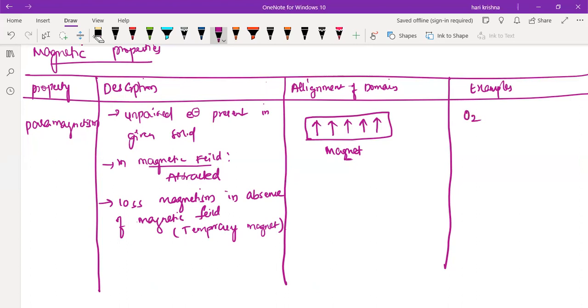Example is O2, oxygen. Oxygen will show paramagnetic behavior, which is explained based upon the molecular orbital theory, which you'll study in chemical bonding in class 11th. Even though it has an even number of electrons, oxygen will act as paramagnetic. That is what is mainly explained in the molecular orbital theory in class 11th. So O2, CuO, TaO, these are the paramagnetic substances.